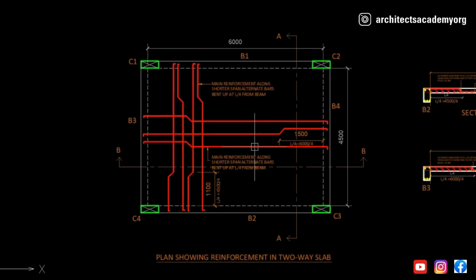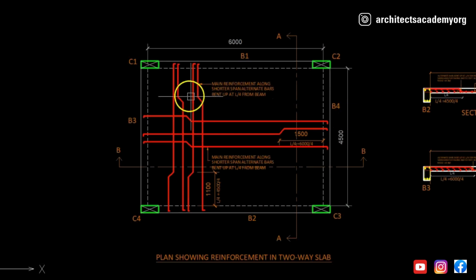You can see that the room is bounded by 4 columns, C1, C2, C3 and C4, and there are 4 beams, B1, B2, B3 and B4. Now since the dimensions of the room are 6 meter by 4.5 meter, if we take the ratio of 6 by 4.5, this ratio is less than 2. So we know from our earlier lecture that when the ratio of the length to the breadth is less than 2, the slab is designed like a two-way slab.